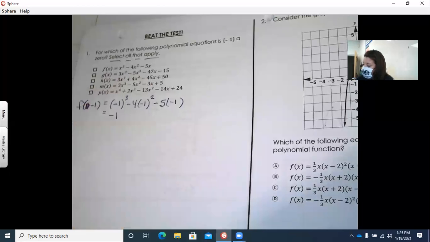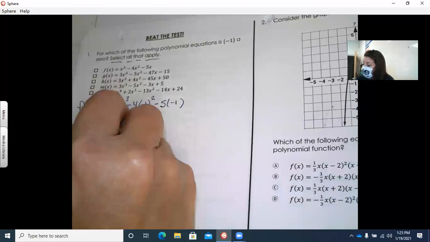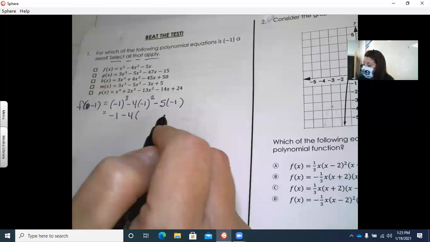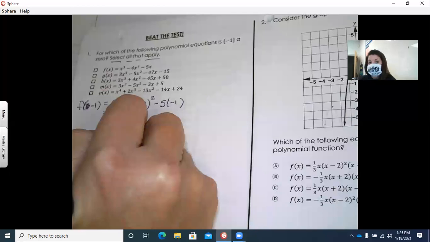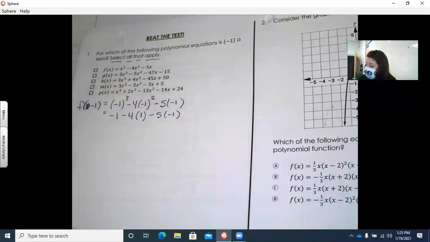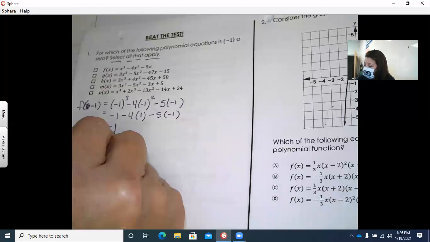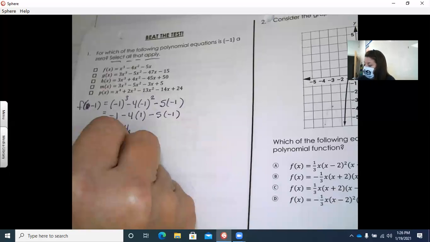-4 times, what's -1 quantity squared? +1, because a -1 times a -1 is a +1. Now I'll do multiplication. So bring down your -1. What's -4 times +1? -4. What's -5 times -1? +5. All right, left to right.